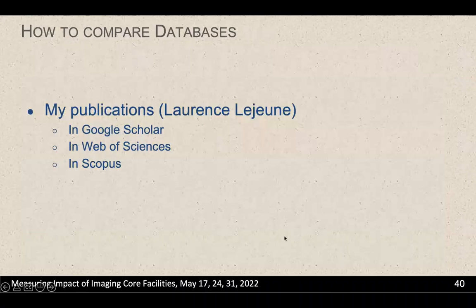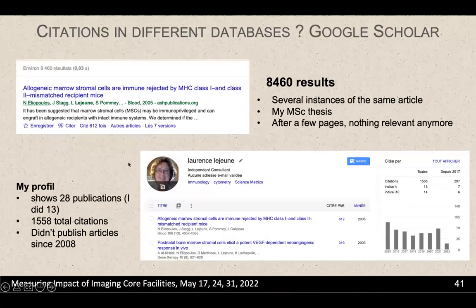Here I did a little test run on my publications. They're not amazing, but it's a good way to see, by comparing Google Scholar, Web of Science, and Scopus, how I am visible or not there. In 2005, I became a full-time core facility manager, but some publications continued until 2008 from when I was in the lab, but nothing after. And all my other contributions to science are completely invisible, at least through the articles.